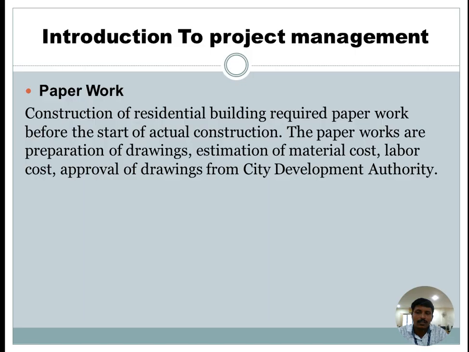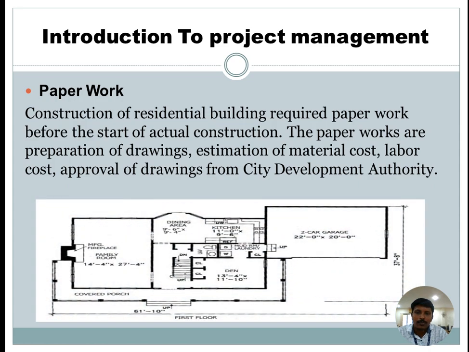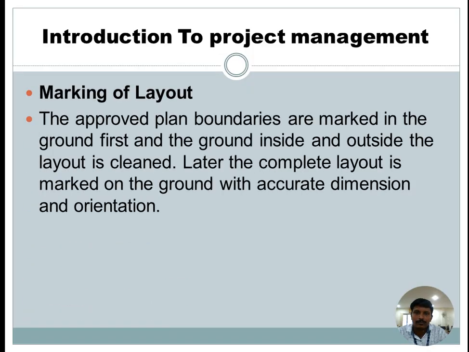If you construct in greater city areas, you take permission from the GHMC. So this is the plan of the building construction. Paperwork means that construction of a residential building requires paperwork before the start of actual construction: preparation of drawings, estimation of material cost, labor cost, approval of the drawings from the city development authority.